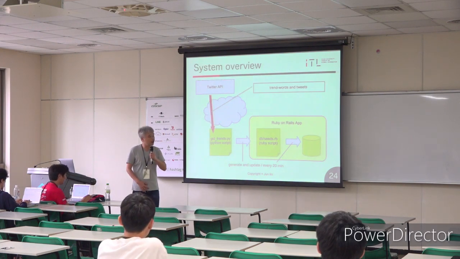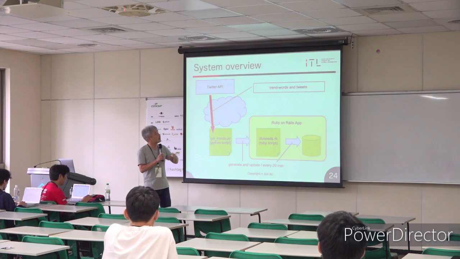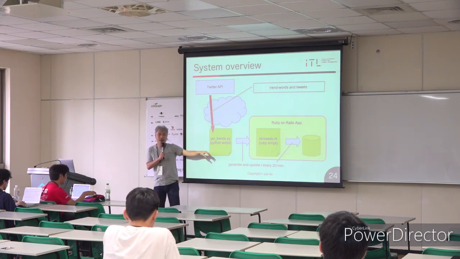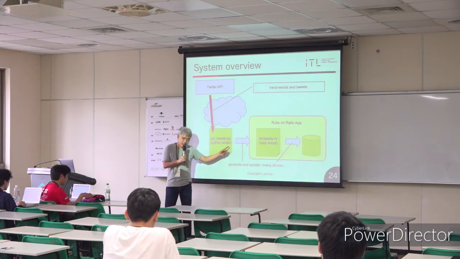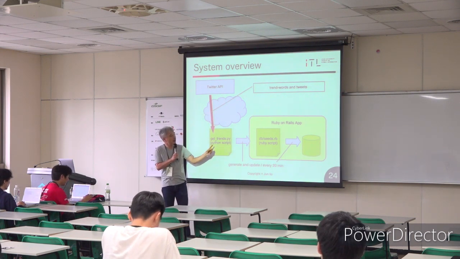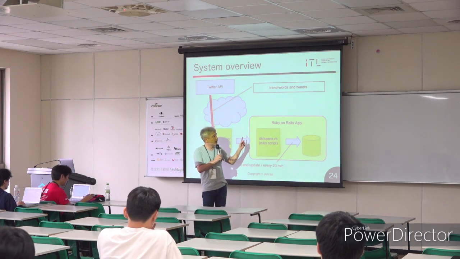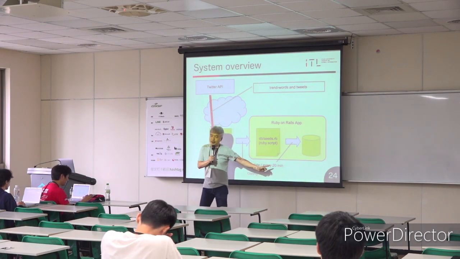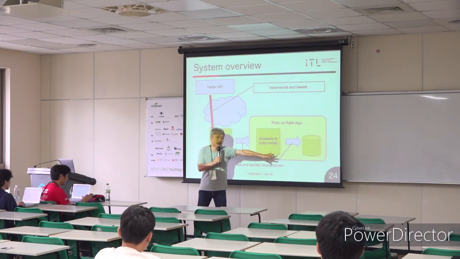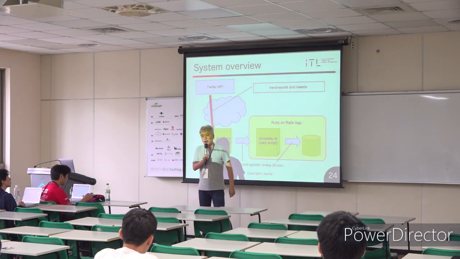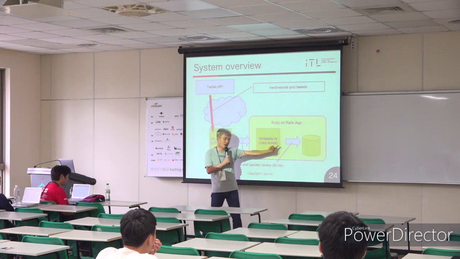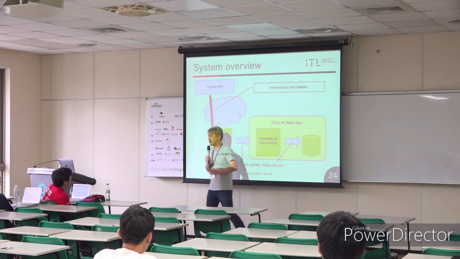Here is the system overview. As I mentioned previously, we get the information from Twitter every 20 minutes with a Python script. From the information, the Python script creates the Ruby script. The system is running based on Ruby on Rails. The Ruby script stores the information in the database.